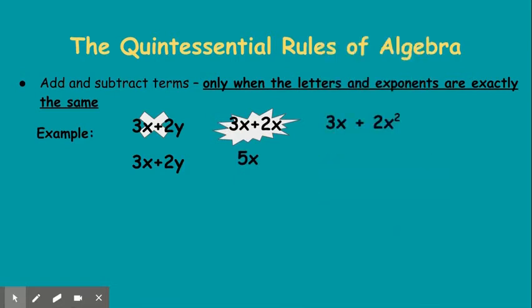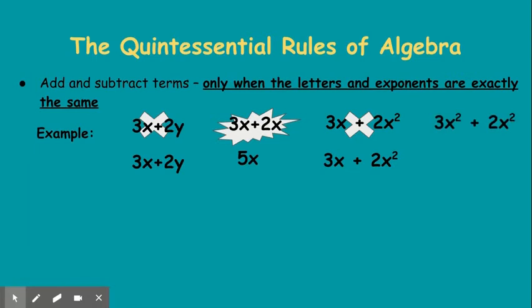Another example. So remember, the exponents have to be exactly the same. So if I have 3x plus 2x squared, well, the first x is x to the imaginary power of 1. The second is to the power of 2. These are not the same terms, so we cannot add them together. So I would just leave it as it is, as 3x plus 2x squared.